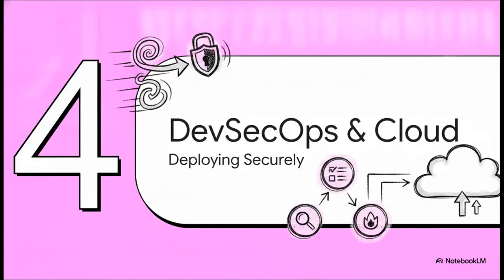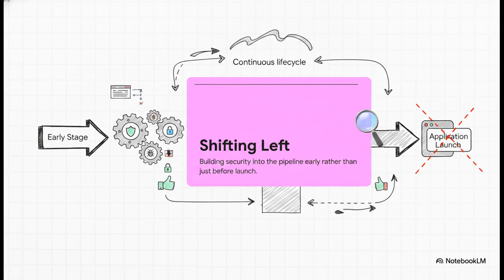Section 4. DevSecOps and Cloud Deployment. Now this brings up a pretty tense question. If we're building and integrating code at this blistering speed, how on earth do we keep it all secure? Well, the answer to that tension is a really vital concept called shifting left.